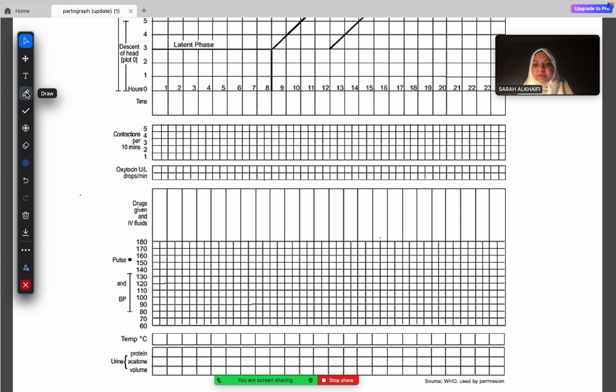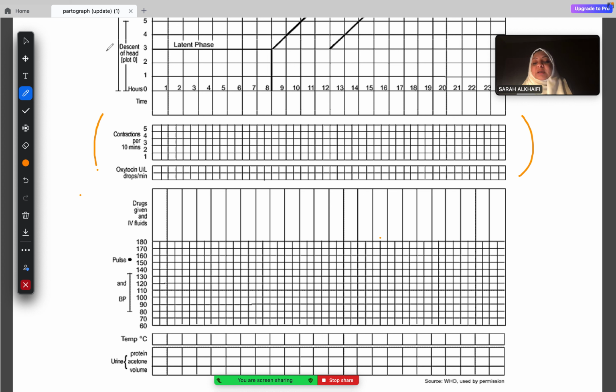The next part here, we're talking about the contraction. And again, if you don't understand what contraction is, please revisit the electronic fetal monitoring to see how we can measure uterine contraction, what is frequency, what is its duration, and what is interval, and so on. So here is the application part of that.